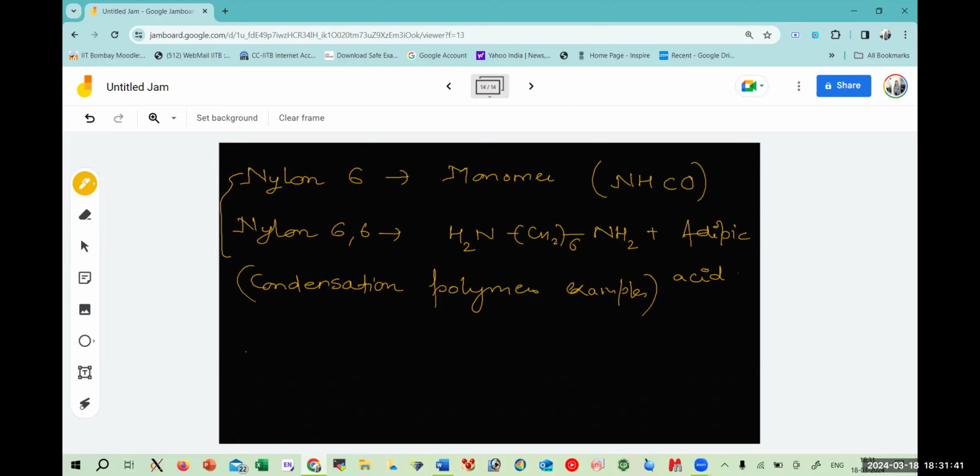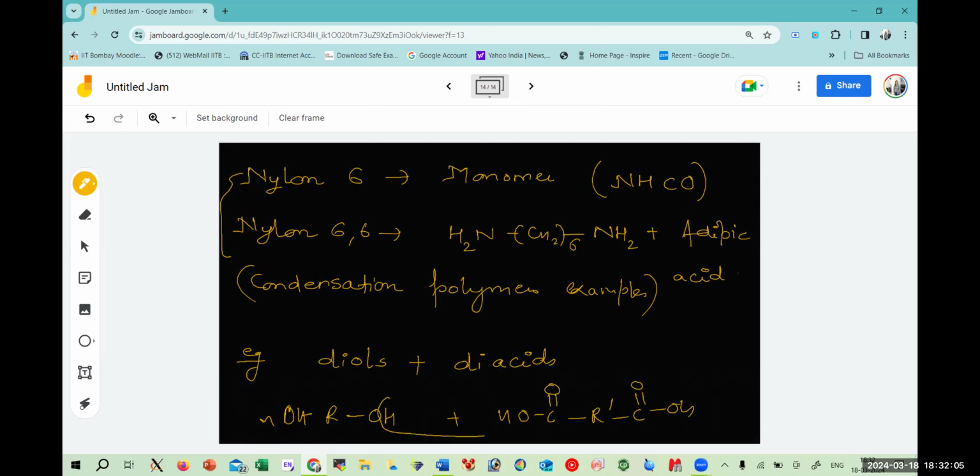So what we were saying, there is another example. If we are taking diols plus diacids, and we know that if we have OH, R, where R is any number, and R dash COOH. Again, here the condensation would be the loss of water, and it would give you polyesters as your product.